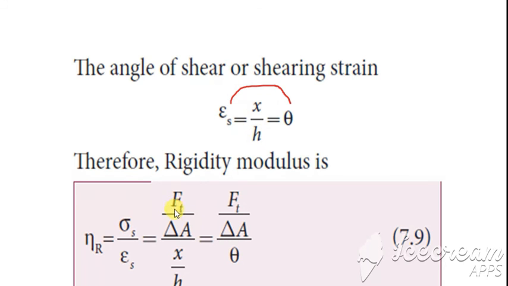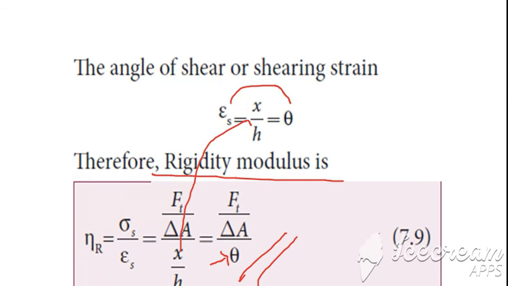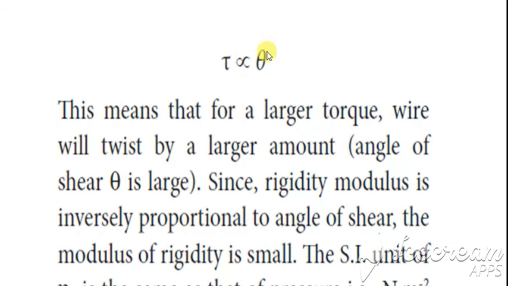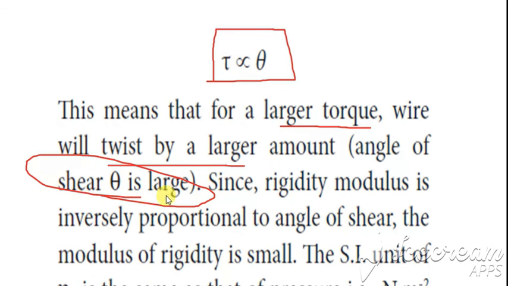Now substituting this value, we get F_t divided by del A, divided by x by h. Instead of x by h, we write theta. So this value gives the rigidity modulus. Clear? This equation implies that tau is proportional to theta. Tau is the torque, which is proportional to the shear angle theta. Here also the unit is N m power minus 2, because strain has no unit. Clear? Thank you.